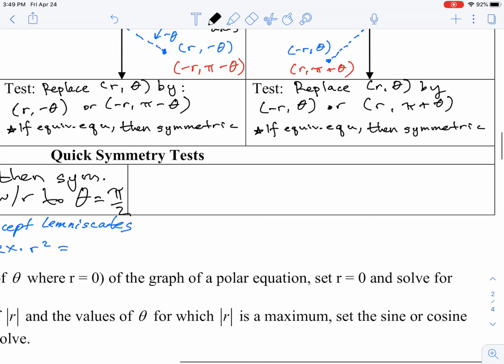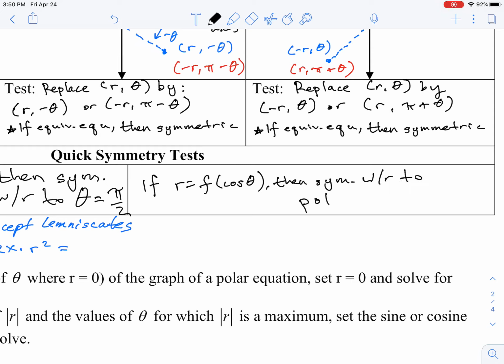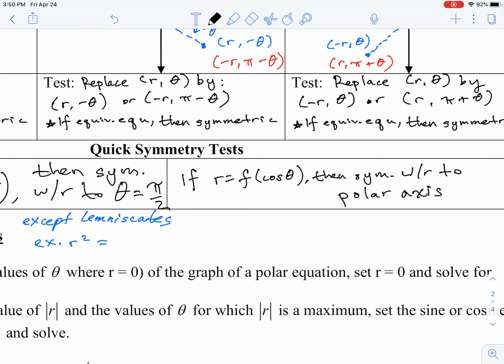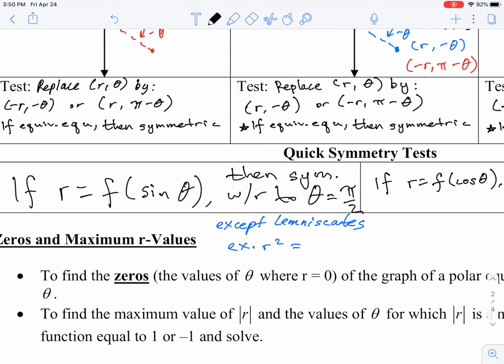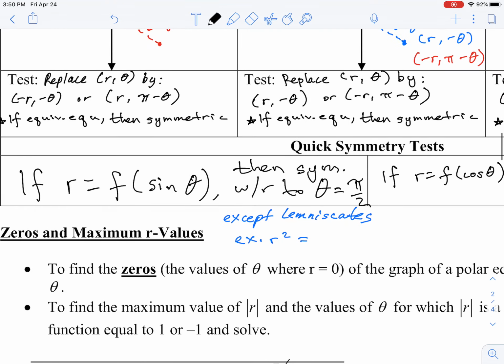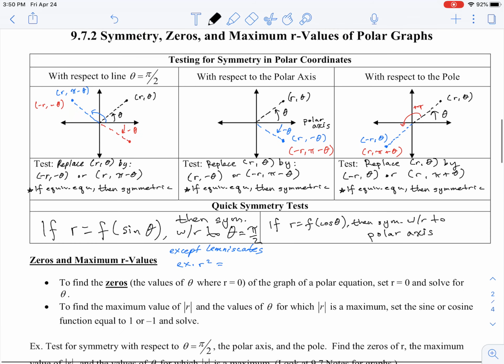The other quick symmetry test we should be aware of is for polar equations that involve cosine of theta. If r is some function comprised of cosine theta, then we can say that it's symmetric with respect to the polar axis. One way to remember the two is to think about the polar axis in rectangular terms. It's like the x-axis, so think of x being cosine. If a graph is a function of sine theta, think of sine being associated with y, and the y-axis being the rectangular terms for theta equals pi over 2. So cosine goes with x, sine goes with y. That's one quick way to remember those two quick symmetry tests.